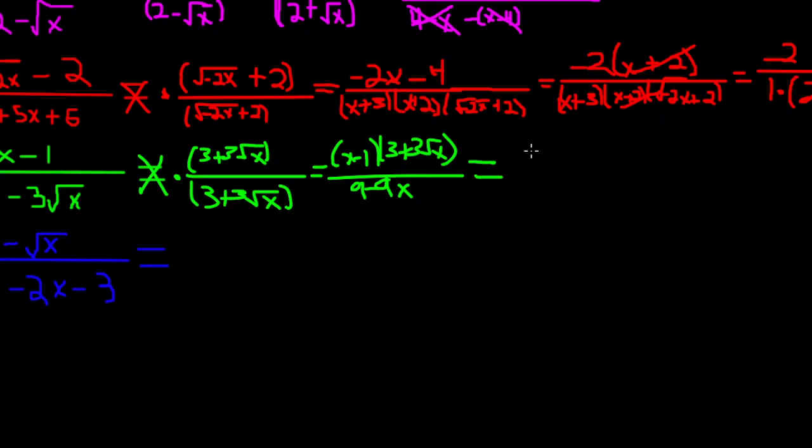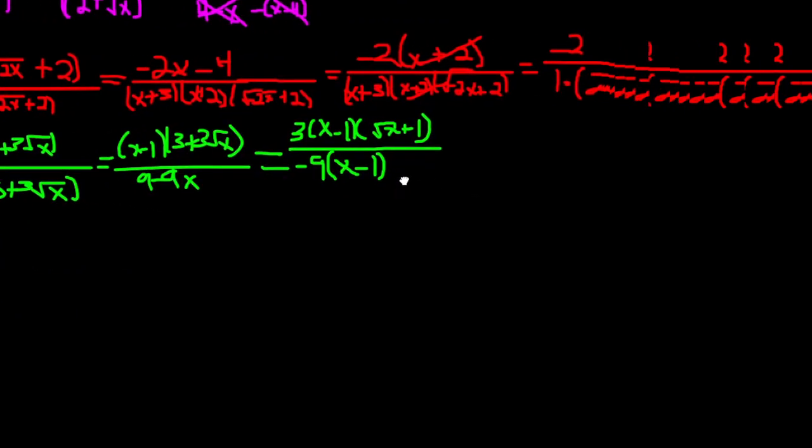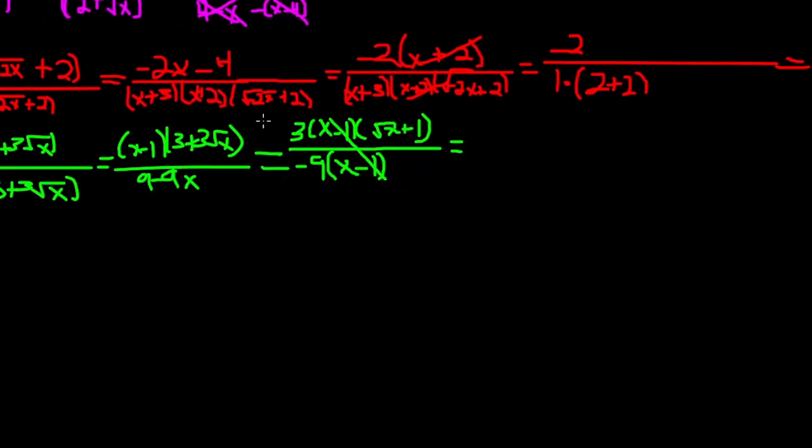Okay, I'm going to rearrange things. So I'm going to factor out that 3, so we have 3 times the quantity x minus 1 times the square root of x plus 1, divided by, I'm going to factor out negative 9 actually. And that leaves us with x minus 1. And now these x minus 1's cancel out, and these 3's kind of cancel out. So we have negative the square root of x plus 1, divided by 3.